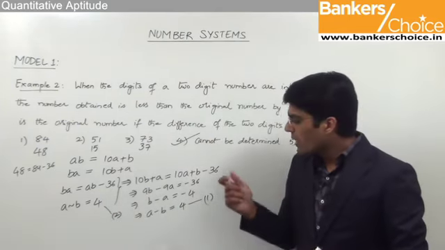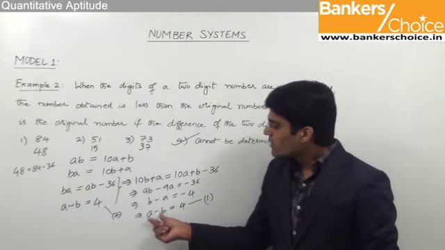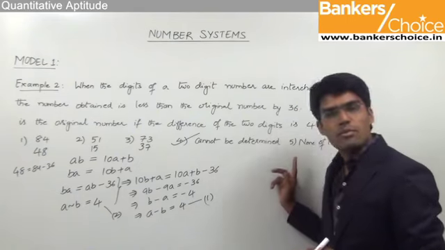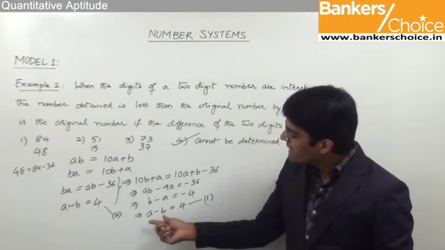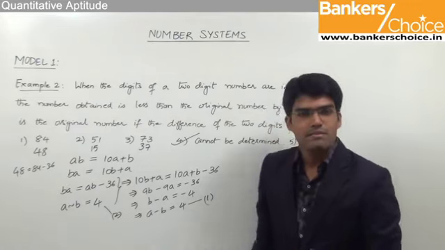That means we have only one equation with two variables, and it is impossible to solve for two unknowns with the help of only one equation. So that is the reason the answer cannot be determined. Why? Because there can be many numbers which satisfy A minus B equal to 4 or the difference of A and B equals 4.